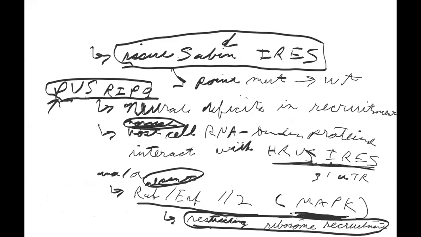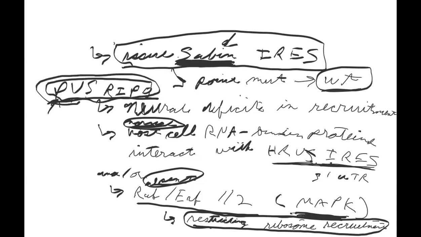Okay, now the issue with Sabin is that it's a point mutation. And that point mutation can go to a wild type, okay? So the idea is, okay, how do you make it more robust? So it's modifying the Sabin poliovirus and making a chimera with the rhinovirus. Okay, that's this. So that's the PVSRIPO, all right?